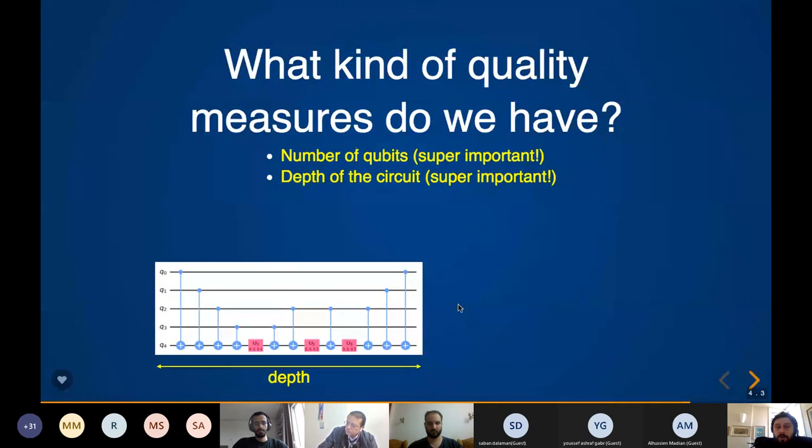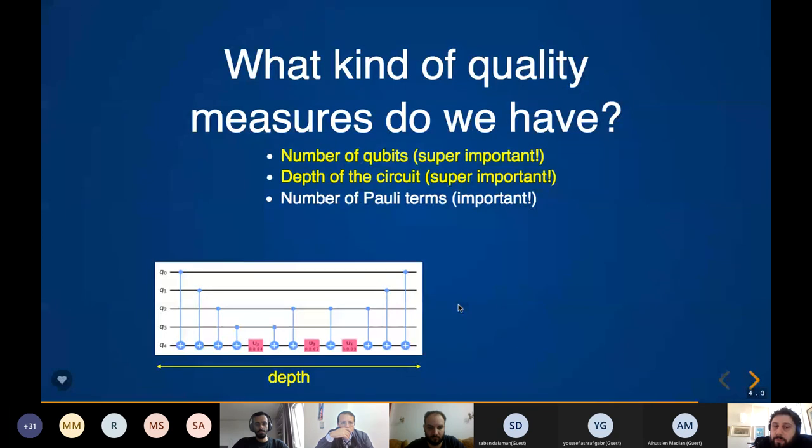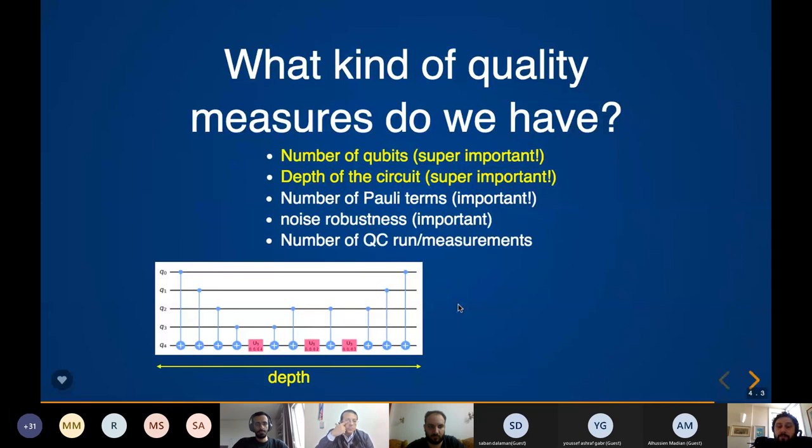And when we run such an algorithm, the quality measures that we have are the number of qubits. It should not be too many, and this is very good for QAOA. The depth of the circuit should not be too long, and also the number of Pauli terms in those Hamiltonians when we estimate the energy, the lower the better. It should be noise robust. That is what QAOA is, and it's very important. And you also have to look at how many runs of measurements you have to do to estimate the energy well.